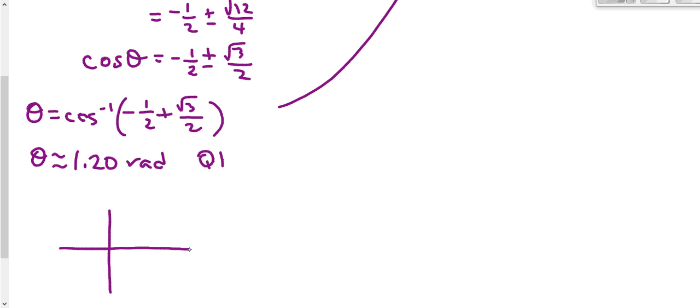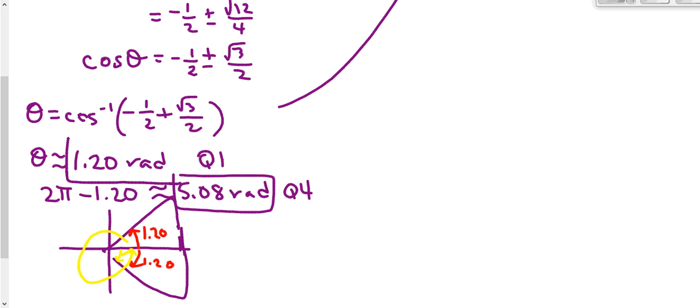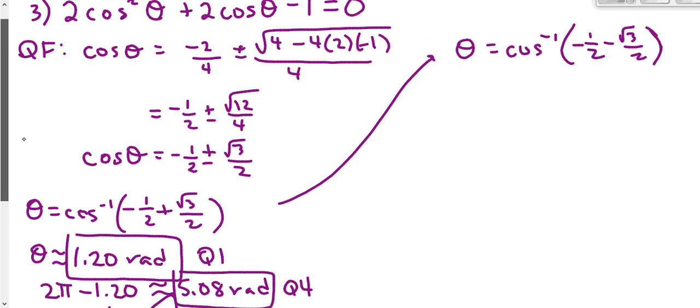And where is cosine positive other than quadrant 1? That would be quadrant 4. And so we have a 1.20 radian angle going that way, and we would have a 1.20 radian angle going the other way. So what we can do is take the entire circle, which is 360, and subtract 1.20 from it. So the entire circle, 2 pi minus 1.20 radians, would give us approximately 5.08 radians. And that would be our quadrant 4 answer. So we have 5.08 and we have 1.20. Now let's go back up to the other equation.